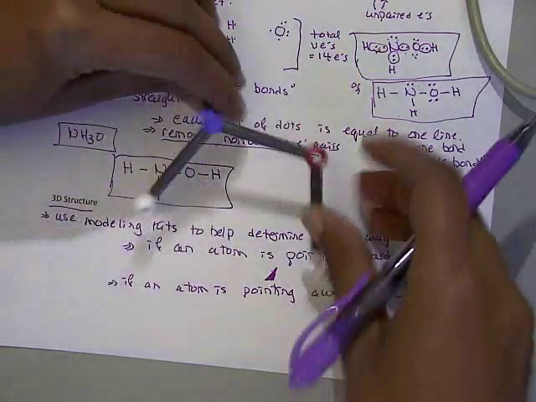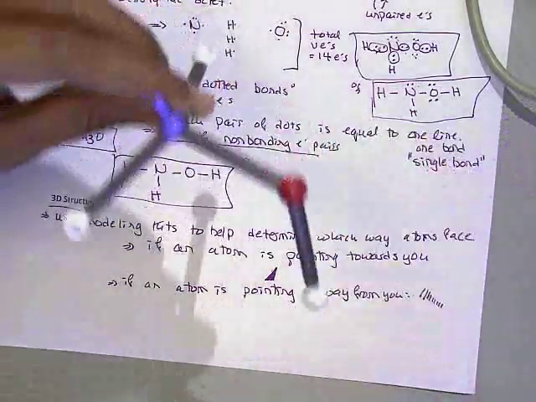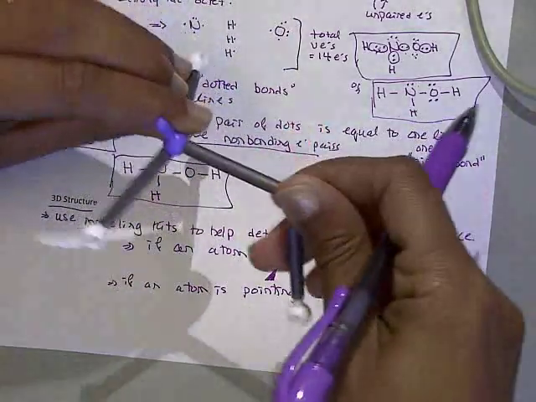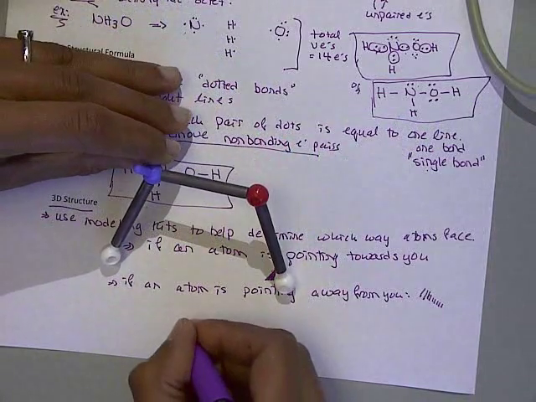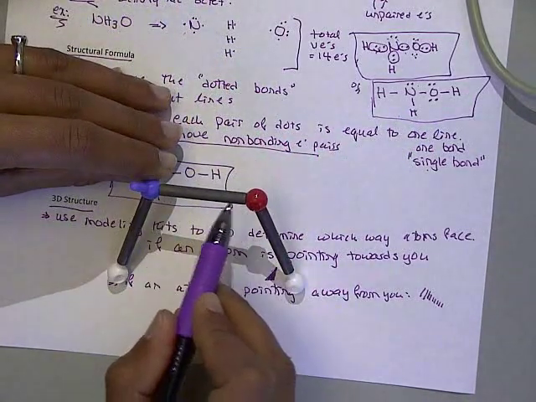So how do we actually draw this? I'm going to hold it as if it's facing me. So how do I actually draw this? Well, we have nitrogen, and then this right here is in plane.